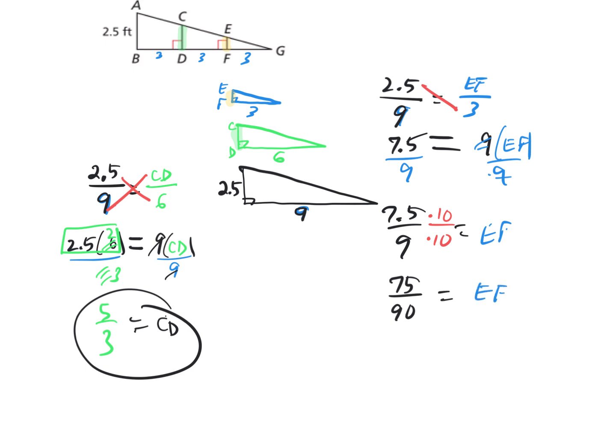Looks like a factor of 5 can go into everybody. So 5 goes into 75 15 times, and 5 goes into 90 18 times. And looks like 3 goes into 15 5 times, and 3 goes into 18 6 times. So EF is 5/6, and CD is 5/3.